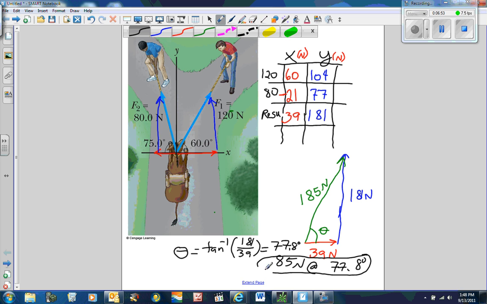And that's how you do non-perpendicular vectors. You make your xy table, divide each vector into an x and a y using cosine and sine. After you get all of them, however many, sum them up, get your resulting x and y, then do the Pythagorean theorem on it to get your hypotenuse, which is the magnitude, and then get your angle, which is the direction. And that's how you do non-perpendicular vectors.